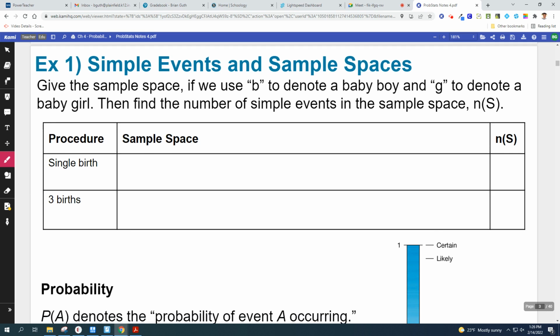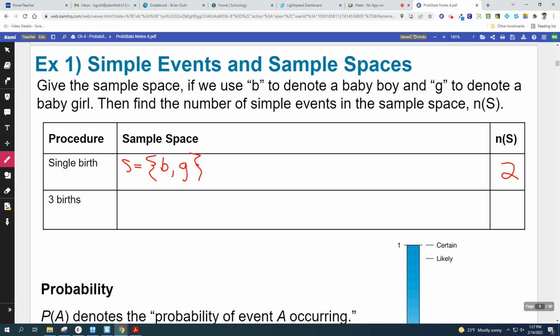Example 1 talks about simple events and sample spaces. Give the sample space if we use B to denote a baby boy and G to denote a baby girl. Then find the number of simple events in the sample space. So for a single birth, the sample space is just what could possibly happen. Well, if you have one single birth, either it's a boy or it's a girl. That's it. There are 2 simple events inside of that sample space. There are 2 different things that could happen. And so the number in the sample space is 2.